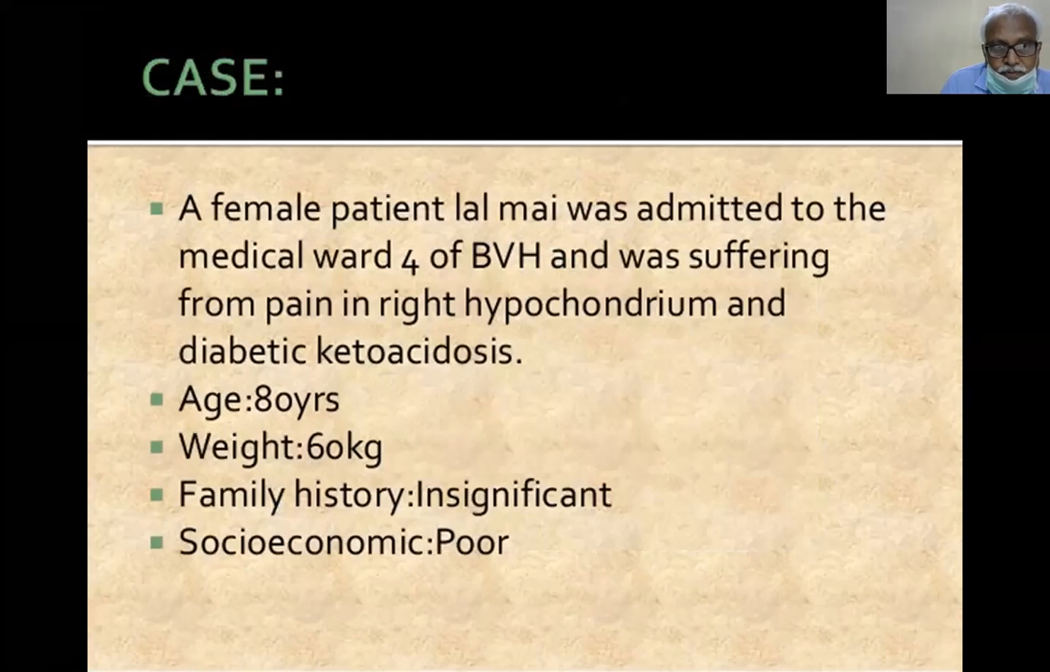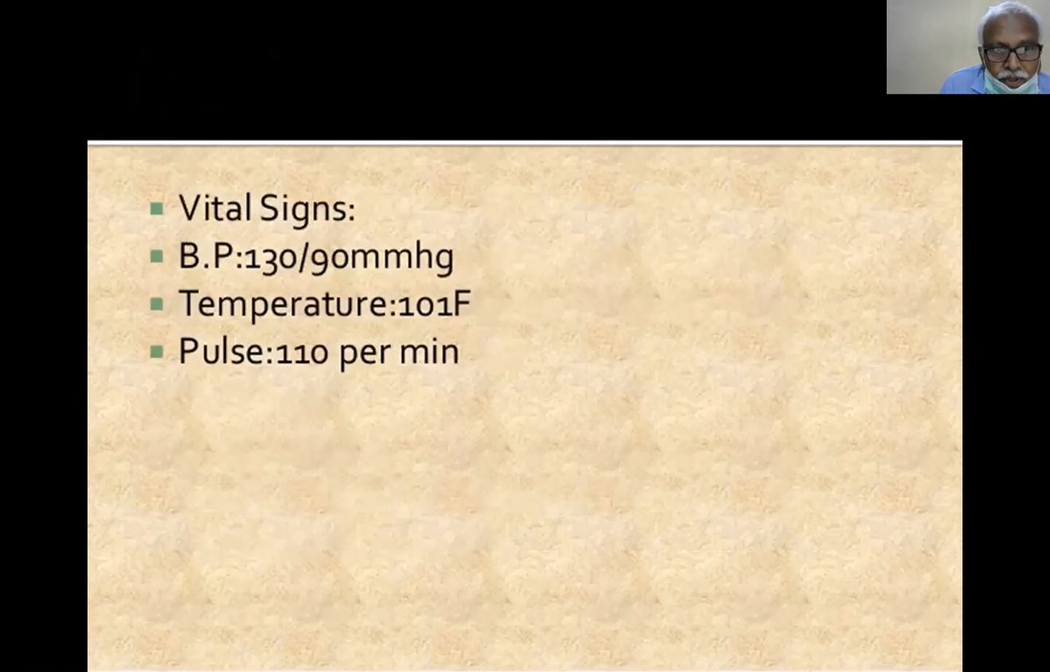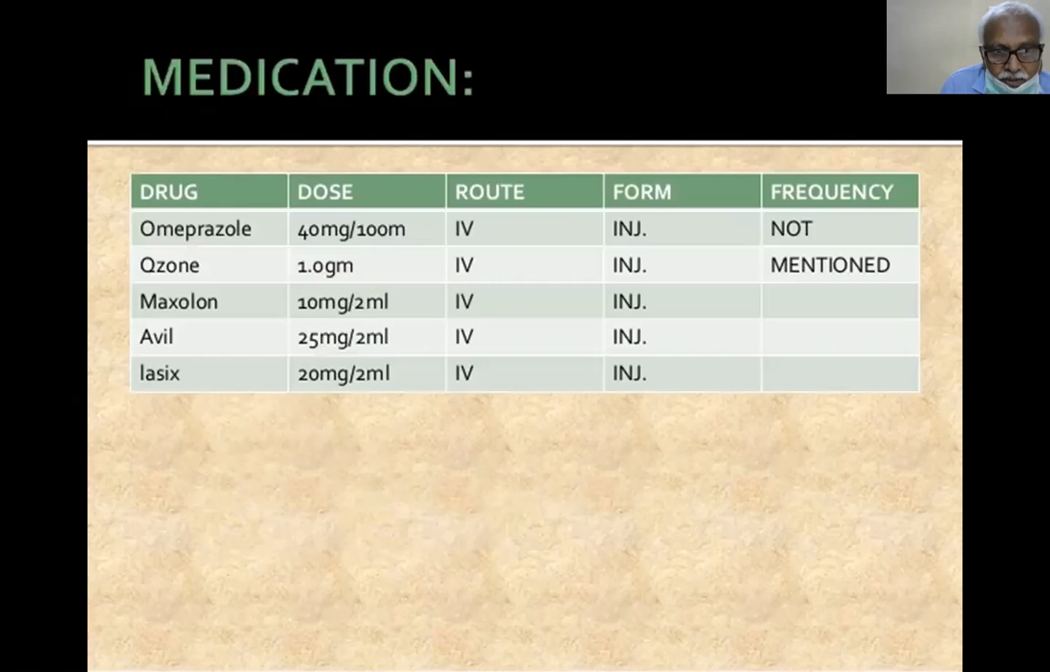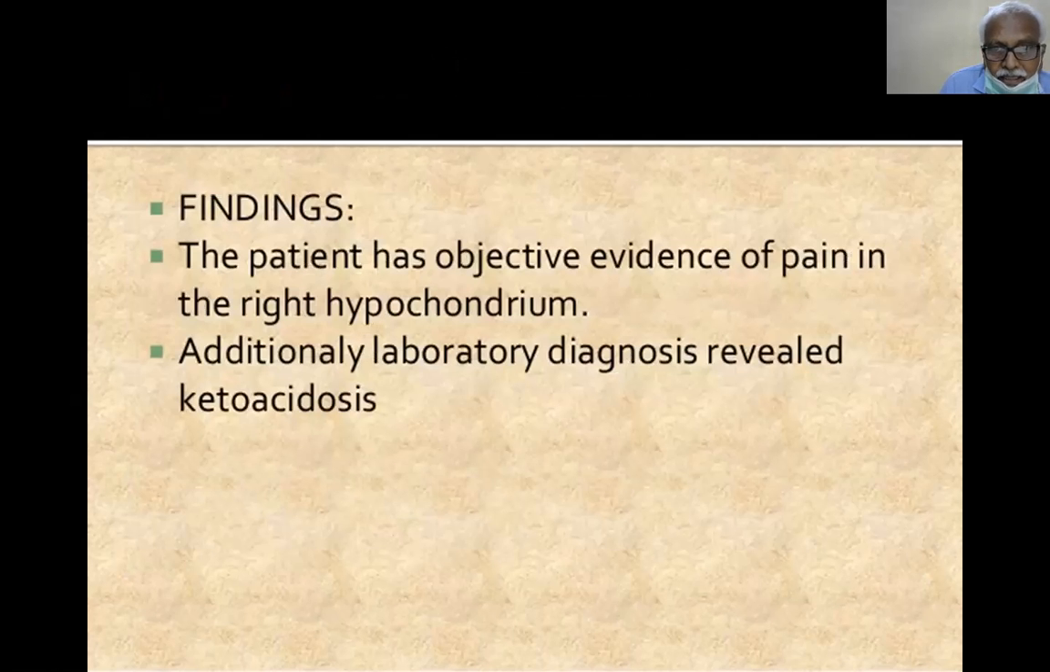Remember this photo. This is a case: a female patient admitted to the medical ward, suffering from pain in the right hypochondrium and diabetic ketoacidosis. Age is 80 years, weight is 60 kilos. Family history is insignificant. Socioeconomic conditions poor. Vital signs: BP 130/90, temperature 101, pulse 110. So the patient has objective evidence of pain in the right hypochondrium.